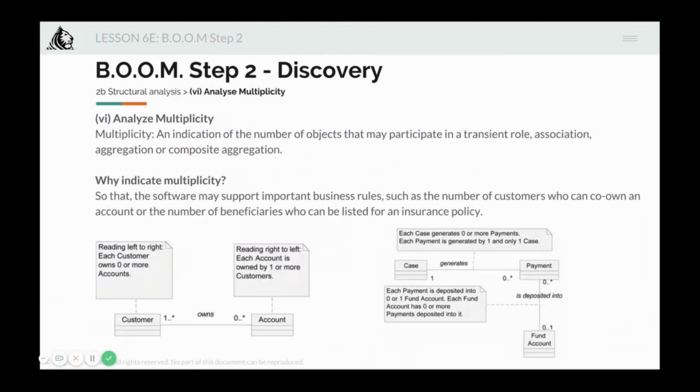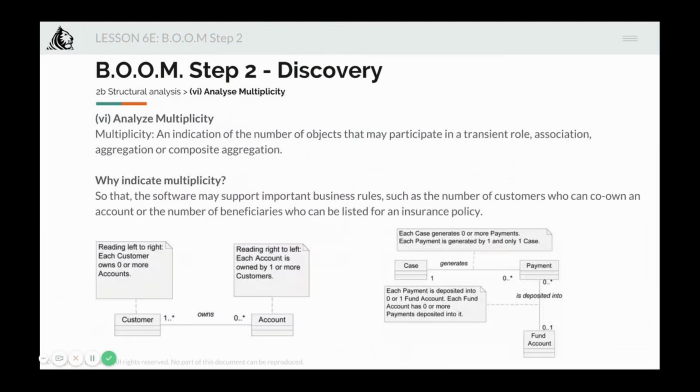Let's talk about multiplicity. So in this step, you model business rules that deal with the number of business objects that may be linked to each other. Multiplicity is an indication of the number of objects that may participate in a transient role, association, aggregation, or composite aggregation. Okay. What is an example of multiplicity? It might be easier to comprehend.